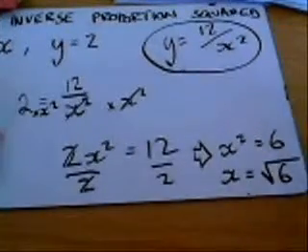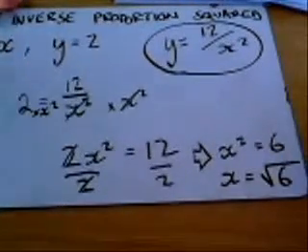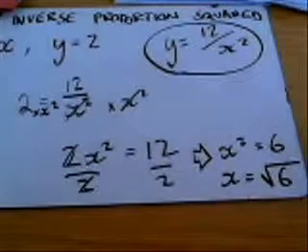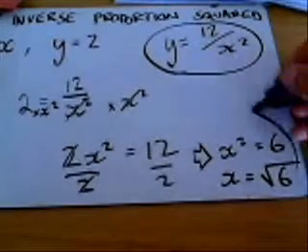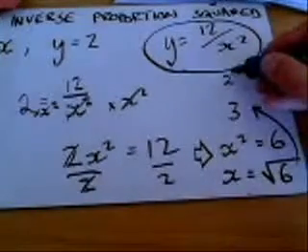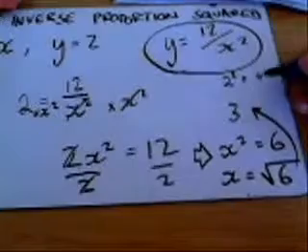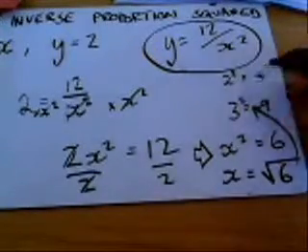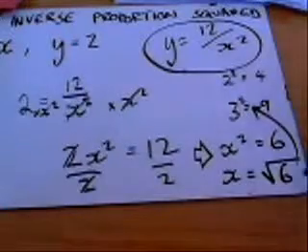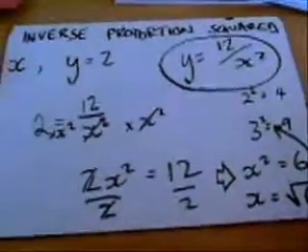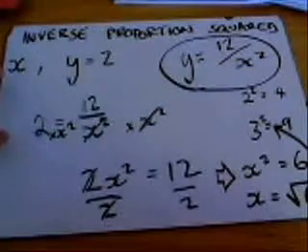And you can work that out on a calculator. x equals the square root of 6. So when y equals 2, we know that x equals the square root of 6, which is going to be somewhere in between 2 and 3, because 2 squared equals 4, 3 squared equals 9. So it's going to be approximately 2.5, but I'll let you work that one out on a calculator. And that is inverse proportion squared.